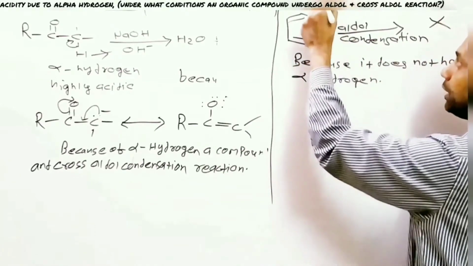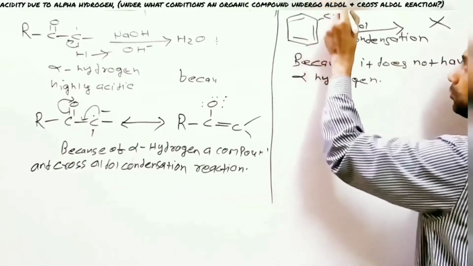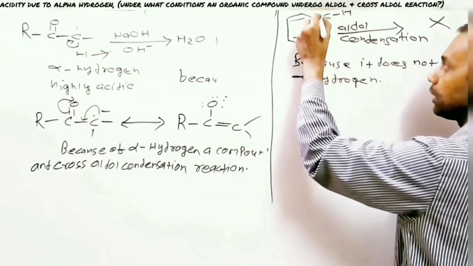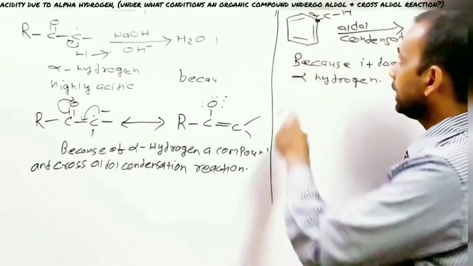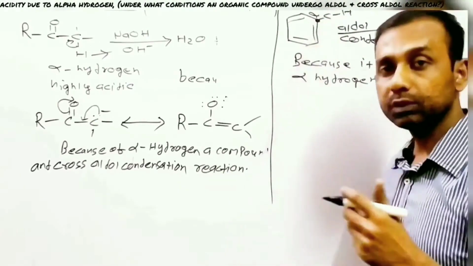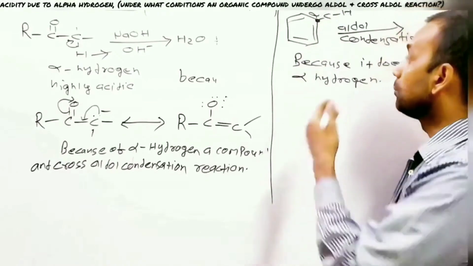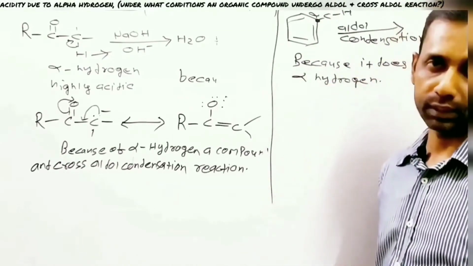Let me show you how. This is the carbon where you have the keto group, right? So this is your alpha carbon, this one is your alpha carbon, and this one doesn't have a hydrogen, right? So if this doesn't have a hydrogen, this will not undergo aldol condensation or cross aldol condensation.